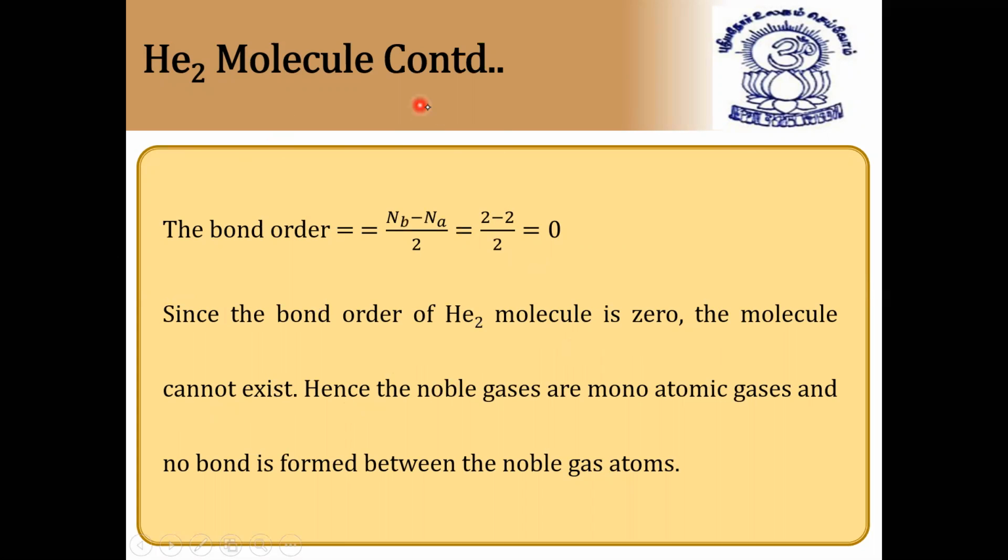That's why helium is a monoatomic molecule. Monoatomic means only one atom in its molecule. Very, very important. Hence the noble gases are monoatomic gases, and no bond is found between the noble gas atoms. Since they are monoatomic, there is no bond found between them. So that's how we got bond order 0, you already understood.